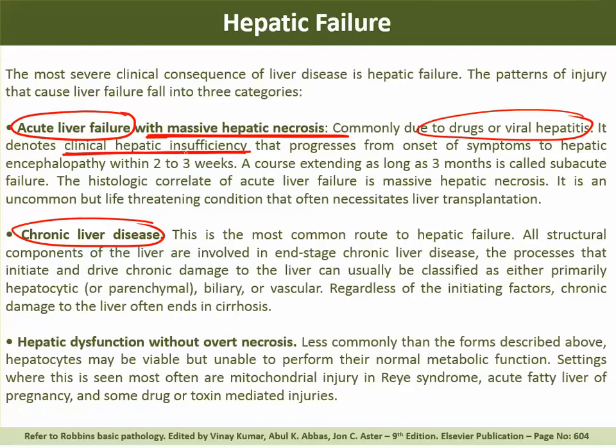Hepatic function is affected, and within 2 to 3 weeks they develop a brain disorder called hepatic encephalopathy. Their ammonia level will be increased very high, and it will damage the brain, and they will go into coma. So it is called hepatic encephalopathy, and it happens within 2 to 3 weeks. It is actually due to massive hepatic necrosis.